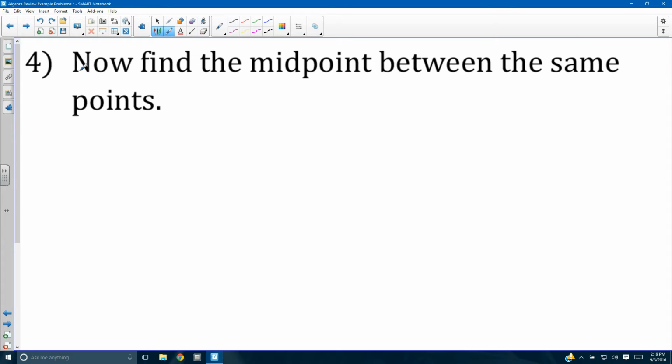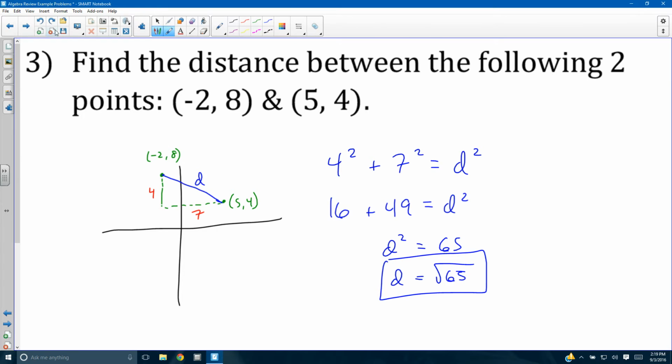Number 4, find the midpoint between the same points. Thanks to myself not bringing them over. Negative 2, 8, and 5, 4.